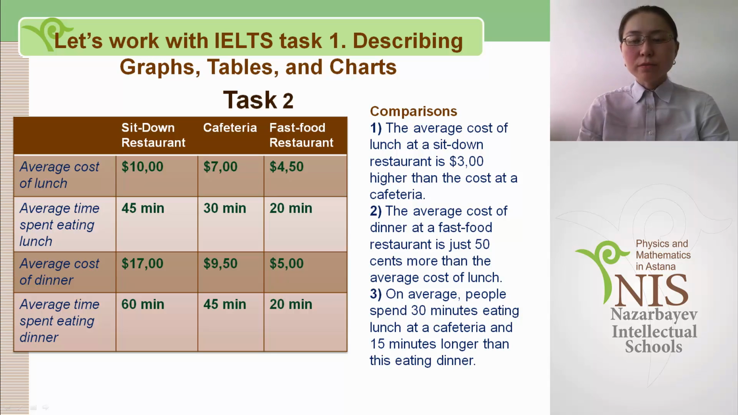The second question. The average cost of dinner at a fast food restaurant is just 50 cents more than the average cost of lunch. Look at the fast food column and you can see that lunch costs $4.50 while dinner costs $5. And the third question, on average, people spend 30 minutes eating lunch at a cafeteria and 15 minutes longer than this eating dinner.